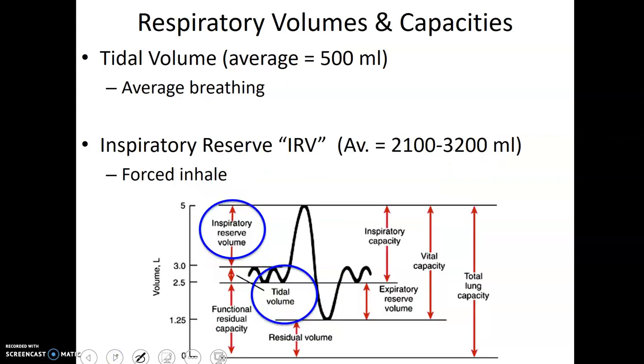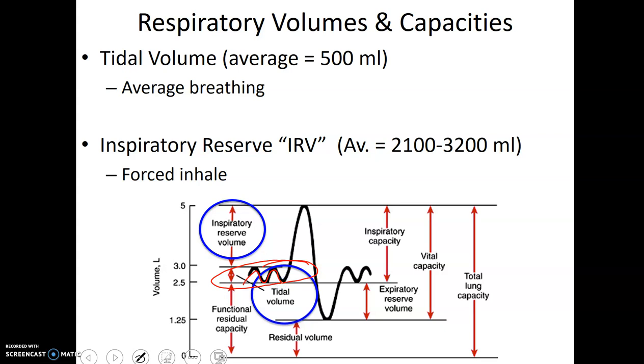Okay. If we look at volumes, we have a couple main volume capacities that we're going to be looking at. One is called your tidal volume, which is right here. A tidal volume just means your average breathing in and breathing out. You move about 500 milliliters of air every time you breathe. So it's this small little wave-like, and most people just breathe in, breathe out quite normally.